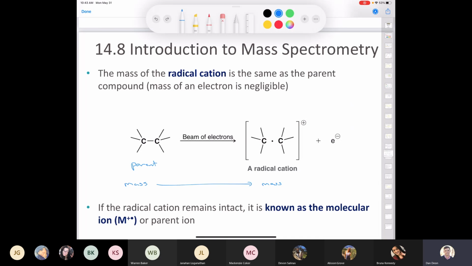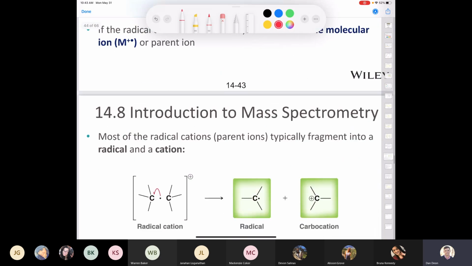If the radical cation, what we see in here after the parent lost an electron, if that remains intact, we call that the molecular ion. And you're going to hear me say molecular ion over and over and over. Sometimes I might call it the parent ion, but we represent it with a big M like that. Then we put a plus next to it and then a little dot, which means it's a radical. And that means it is the molecular ion. And that is what results when the parent loses that one electron to form a cation, a radical cation.